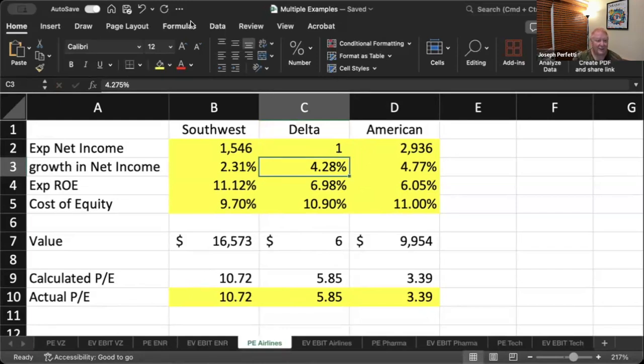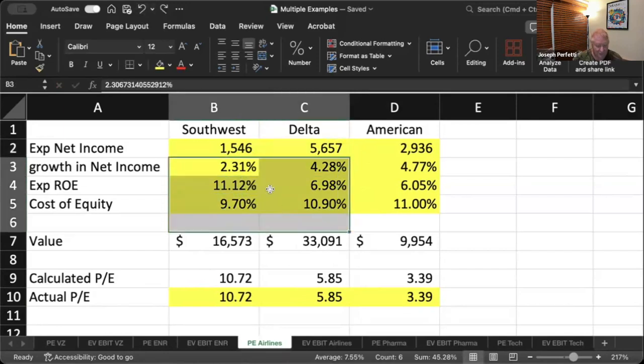So what really explains the multiples is the growth in the spread. Here's the growth in spreads for these two airlines. First thing we notice is Southwest has a positive spread, 11% ROE against a 9.7% cost of equity. Delta has a negative spread, 6.9% return on equity against a 10.9% cost of equity. So that's one of the reasons why Southwest is trading at a higher PE.